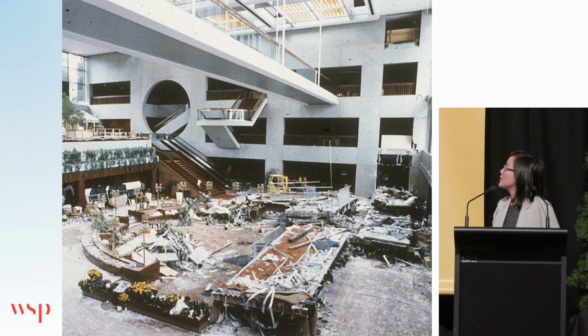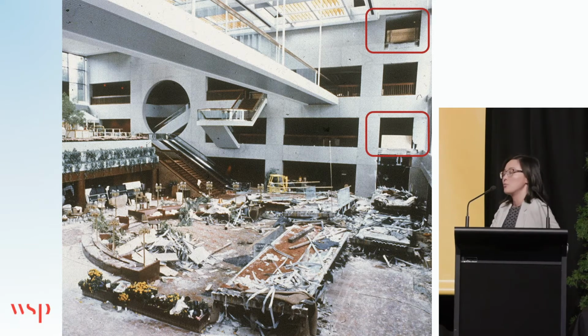There were two-story walkways spanning an open atrium at the Hyatt Regency Hotel, and the walkways just collapsed onto an ongoing tea party. It was very catastrophic, and it caused 114 deaths and 216 injured people. So what actually happened here?